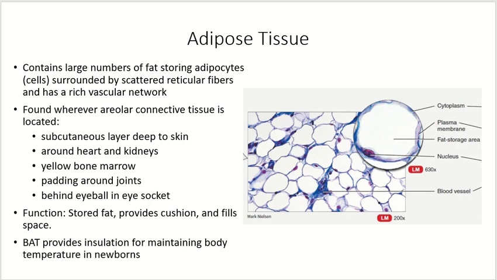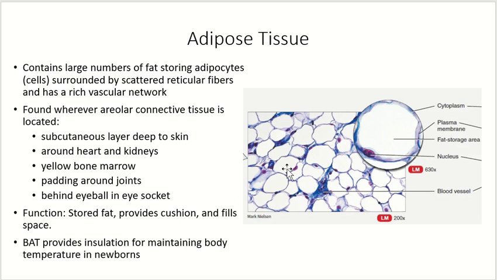These are going to be found anywhere that you have areolar connective tissue. They are going to be found around the heart and the kidneys. They're also going to be found within yellow bone marrow, and in the subcutaneous layer that's deep to the skin. Also really important for padding behind and around the joints, as well as behind the eyeballs in the eye sockets.